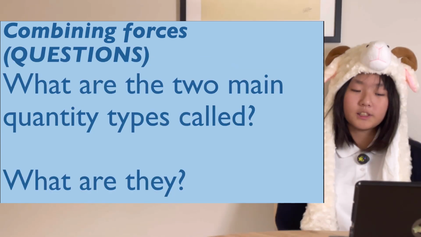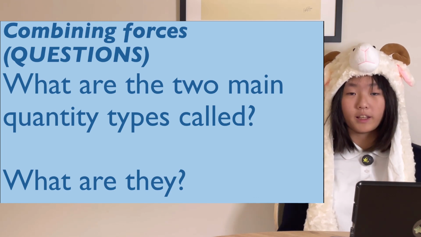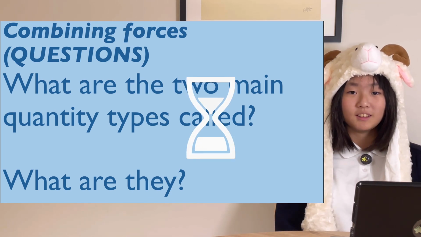I'll give you a few questions again. What are the two main quantity types called? And what are they? Like the definition and a few examples.